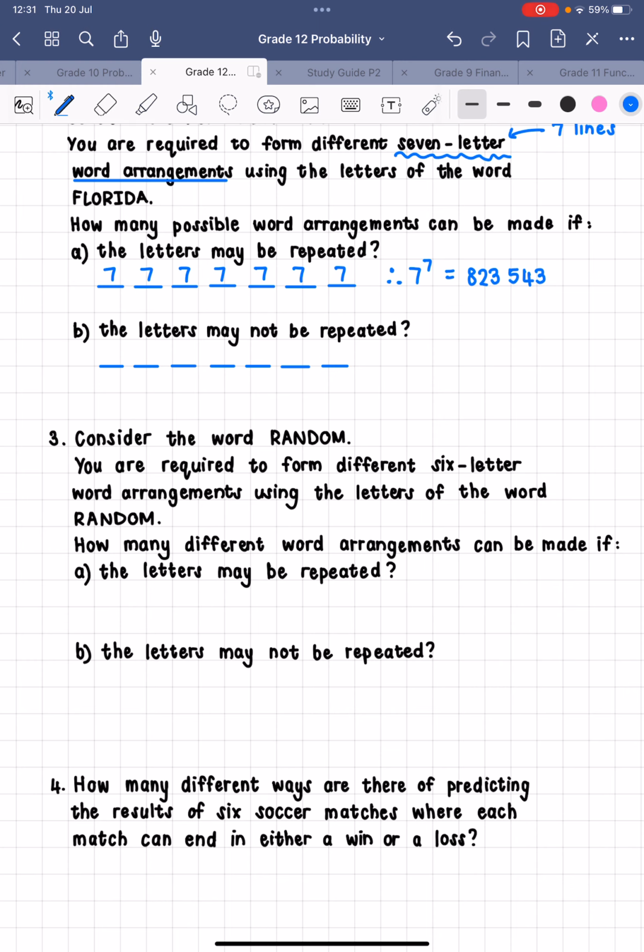So how many options do we have for the first letter there? 7. Okay, I can use any of the 7 letters for the first slot. But now, guys, whichever letter I've used in the first slot, I'm not allowed to use again. So how many options do I have for the next one? 6. Now I've chosen 2 letters. Let's say we've used F and L. I can't use F and L again. So how many options do I have for the next one? 5.